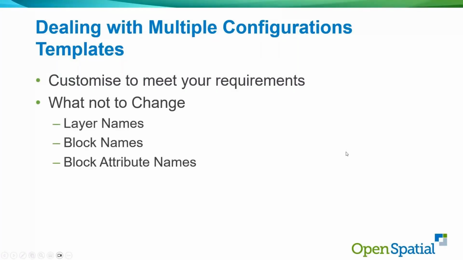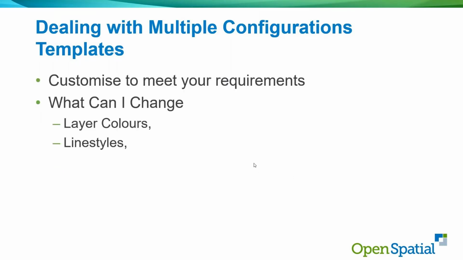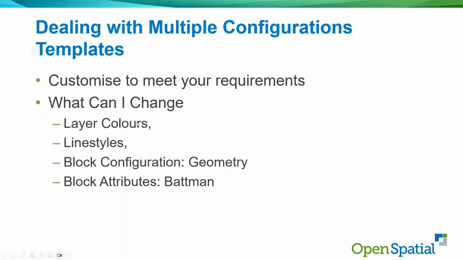So the things that you should not change are the layer names, the block names, and the block attribute names. The block geometry, you're also welcome to change if that makes more sense for your own corporate standard. If you want to use that, you're welcome to change the block geometry information as well. If you also want to change things in terms of map production, stylization, etc., you can totally go and change that. So layer colors, line styles, your block configuration geometry, your block attributes.